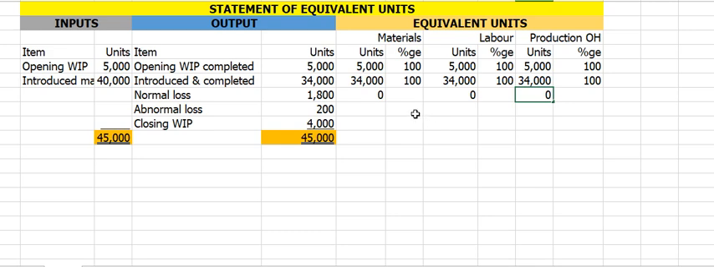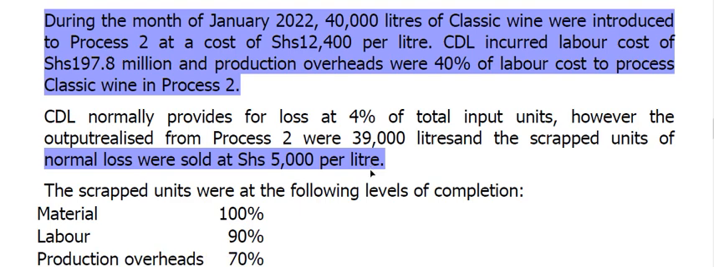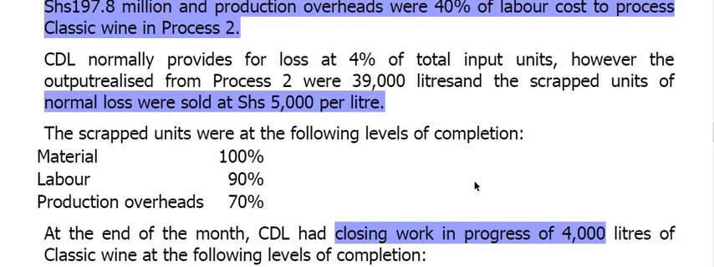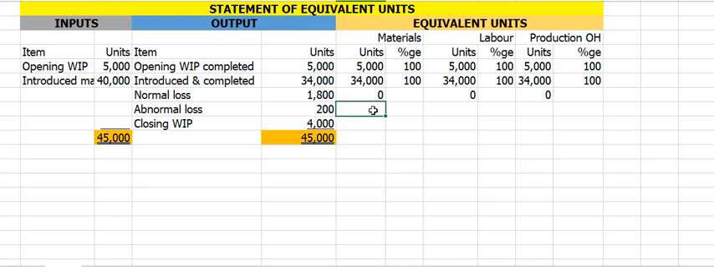Then the abnormal loss. The abnormal loss units are added to equivalent production after considering the degree of completion specified in the question. We have the scrapped units at the following levels of completion: materials 100%, labor 90%, then production overheads 70%. Those are the degrees of completion that you will use when allocating the abnormal loss units. So for materials, it's 100%, so I'll get 100% times the 200.